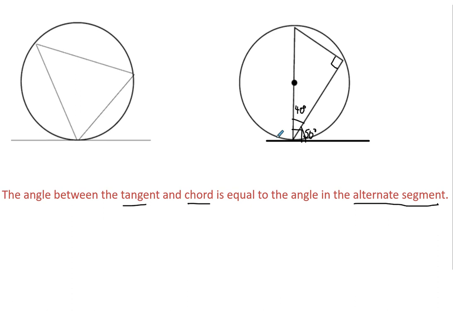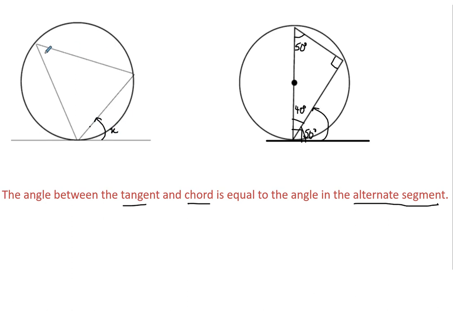Angles in a triangle come to 180, so if that's 90, those two will be 90, so that will be 50. Can you see the angle between the tangent and the chord is equal to the angle in the alternate segment? I sort of look at it like opposite.